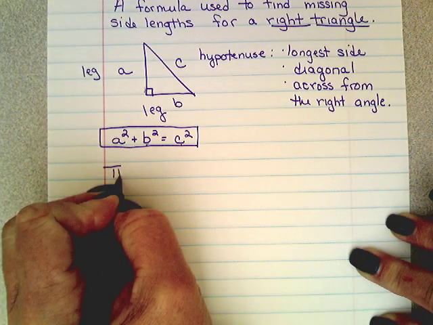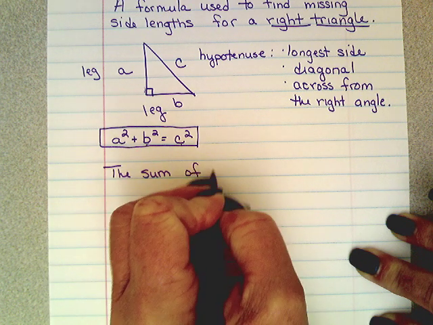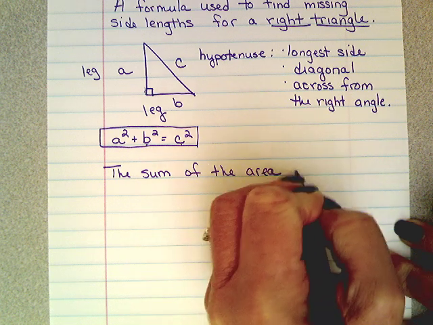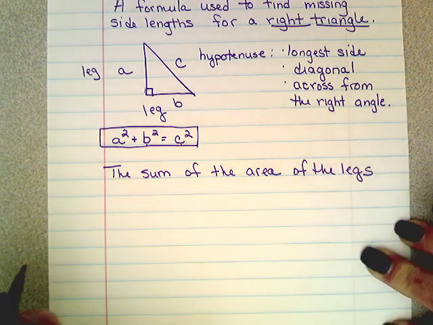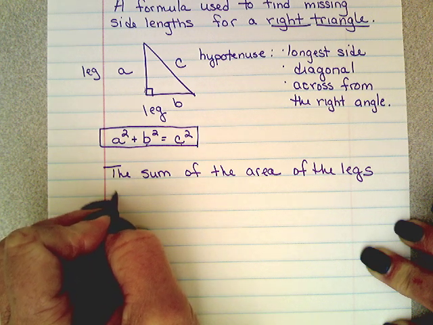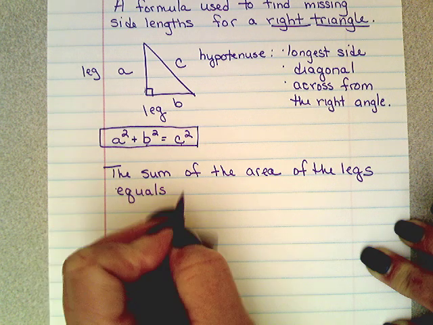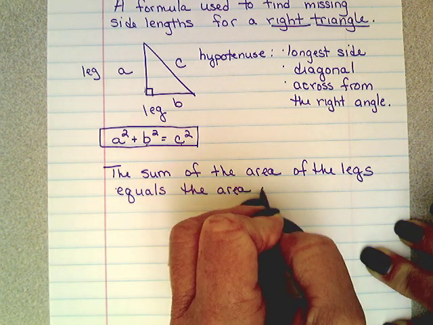So the sum of the area of the legs is going to equal the area of the hypotenuse.